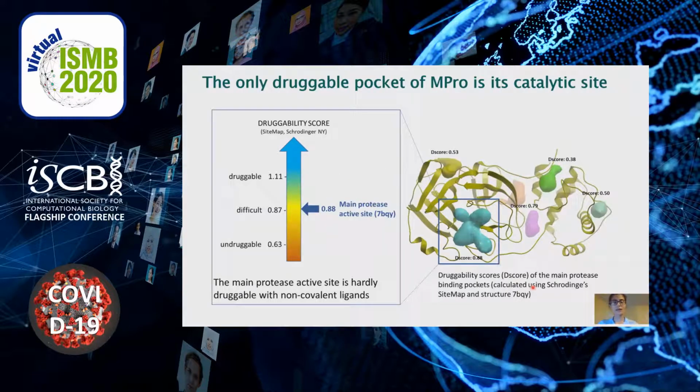First, we identified the only druggable pocket of the main protease. Here shown in blue is the catalytic site of the main protease. The D score, or the druggability score, is 0.88. That indicates that it's a difficult site on the druggability spectrum. But it's important to note that there is a catalytic cysteine residue in the main protease catalytic site, cysteine 145, that has already been exploited by covalent inhibitors.